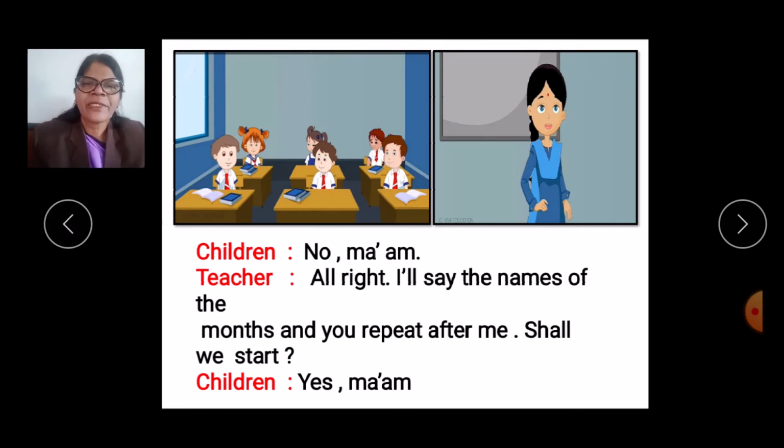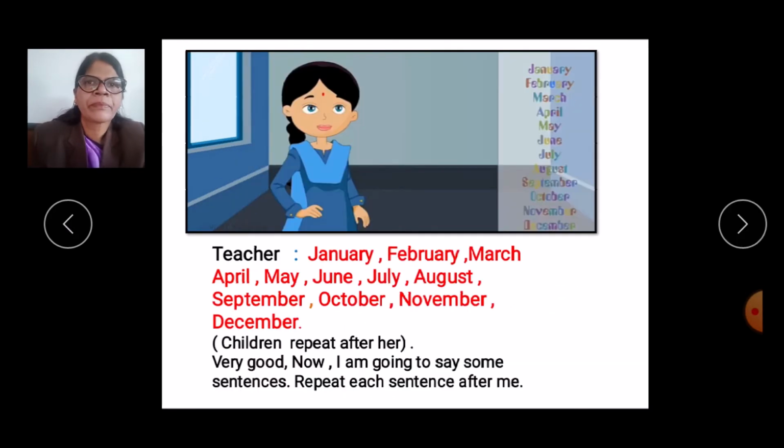You see, so nicely they are sitting and just watching, wanting to know what the teacher is going to do next. Children, please put your finger. Teacher: All right, I'll say the names of the months and you repeat after me. Shall we start? Children: Yes ma'am. Now the teacher is saying, let's start, and they repeat after the teacher.